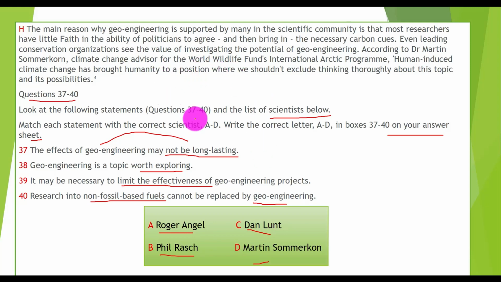The first thing I'm going to do is scan the last paragraph in order to search for the names of the scientists. Okay, I found Dr. Martin Sommerkorn. And I'm going to read around these scientists carefully. And again, we have in the box Martin Sommerkamp. And be careful that sometimes you might find names of other scientists which do not exist in our box. That's also an important point to be careful.